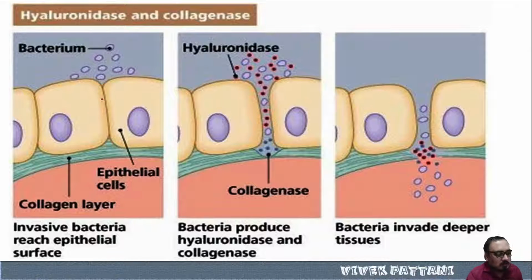There is another layer present here, which is made up of collagen. Similarly to hyaluronidase, collagenase basically breaks this layer. The bacteria produce the enzyme collagenase and break the layer so that the bacteria can invade the deeper tissues.